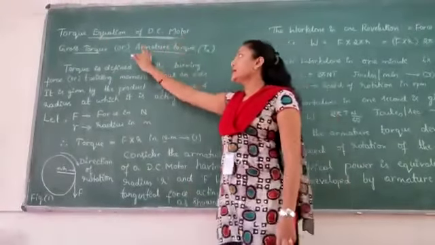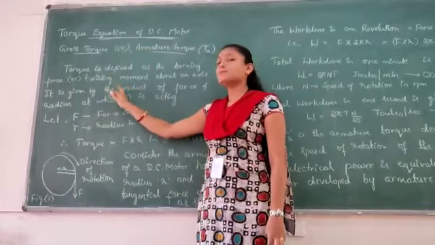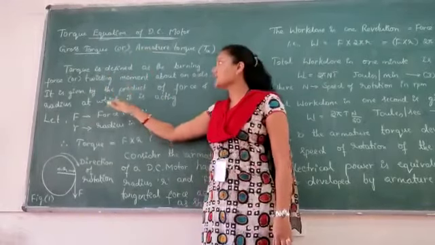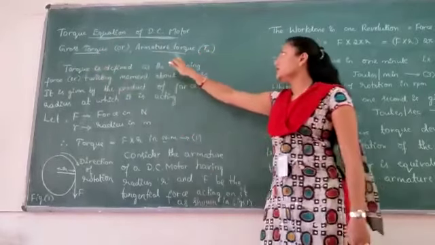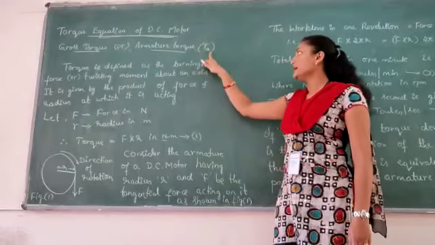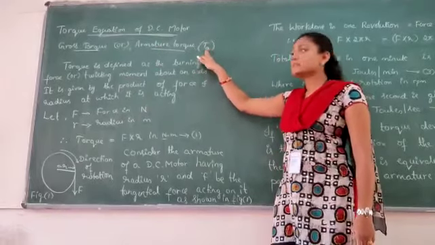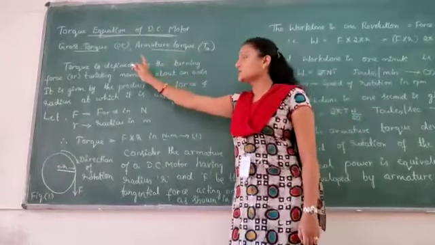DC motor. Now we have to derive the torque equation of a DC motor, which is one of the very important questions. It is also called the gross torque or total armature torque, represented by the symbol TA, where A represents armature torque, that is total armature torque or gross torque.